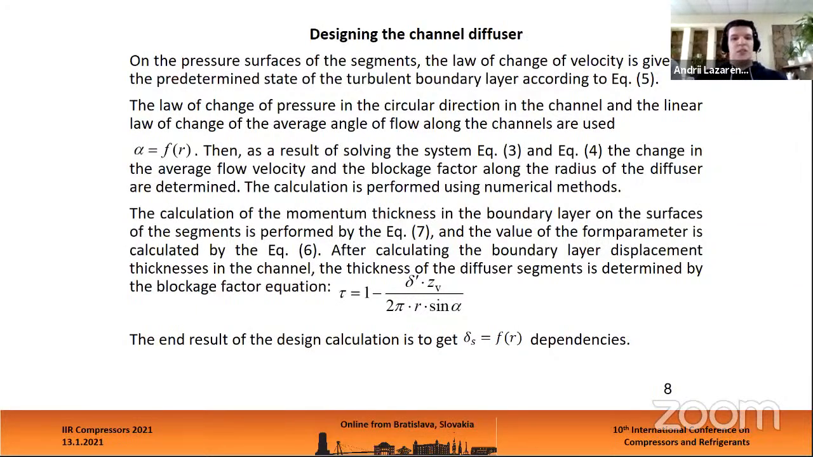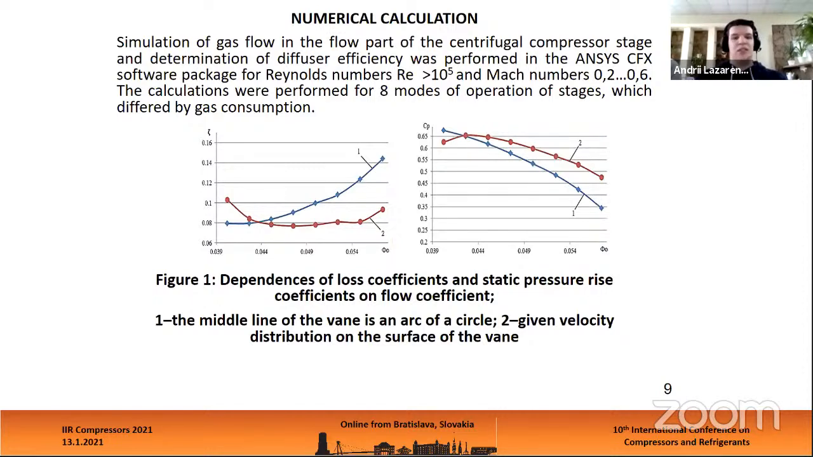The calculation of momentum thickness in the boundary layer of the surfaces of the segments is performed by equation 7, and the value of the form parameter is calculated by equation 6. After calculating the boundary layers displacement thickness in the channel, the thickness of the diffuser segments is determined by the blockage factor equation that is mentioned below. And the end result of the calculation is to get dependencies such as delta S equals F of R. So let's do some numerical calculation.